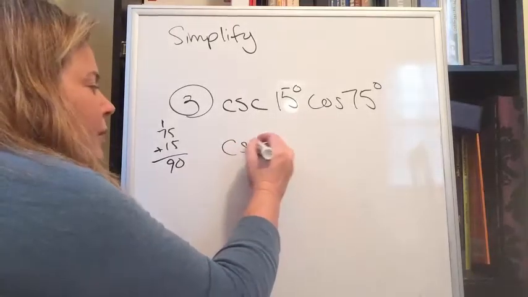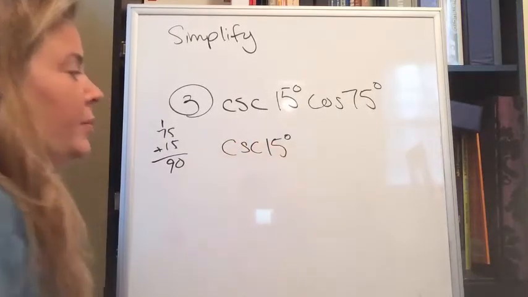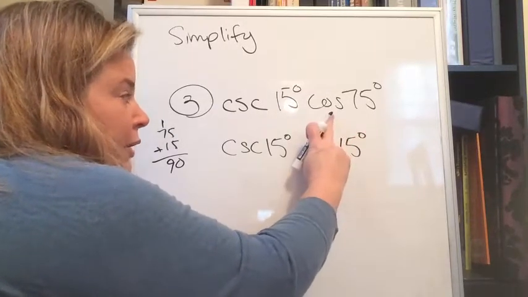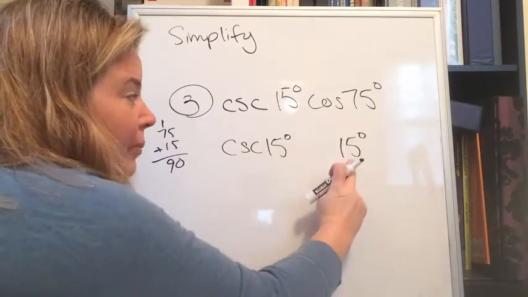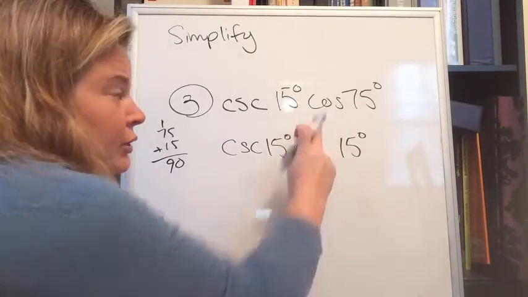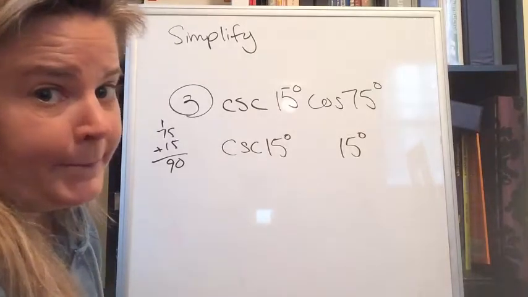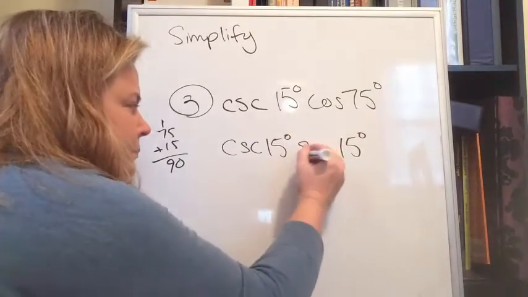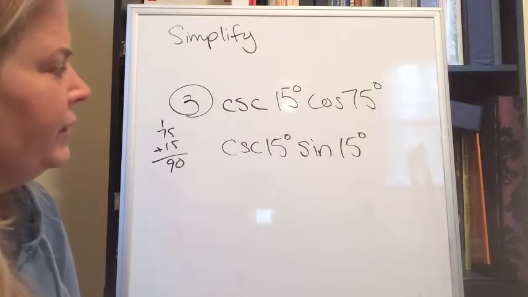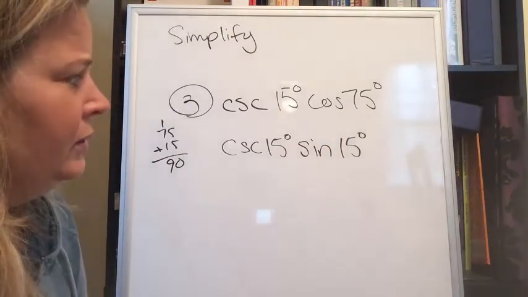So I'm going to keep this one as cosecant of 15 because it already has the 15. This second one, cosine, I'm going to change the angle to the complement. So I have to change the function to its cofunction. The cofunction of cosine is sine. Okay. So now I have cosecant of 15 times sine of 15.